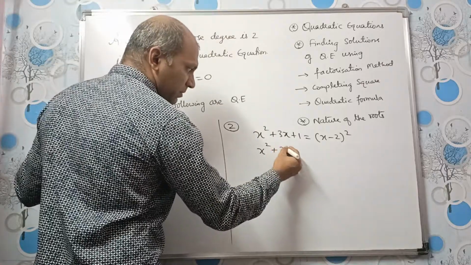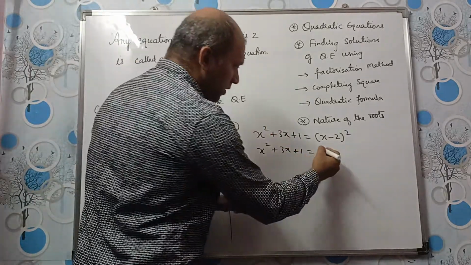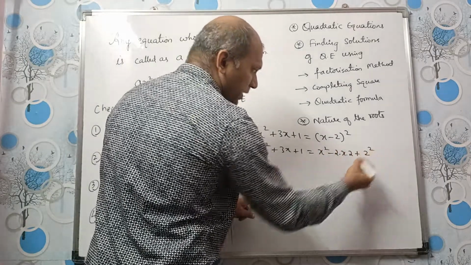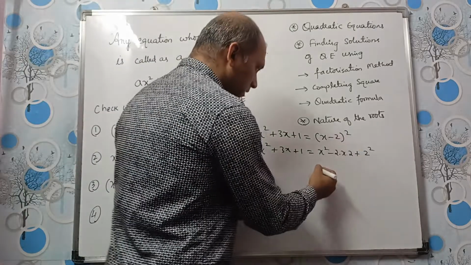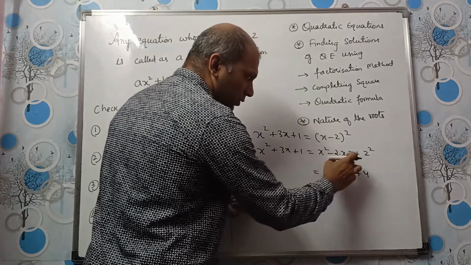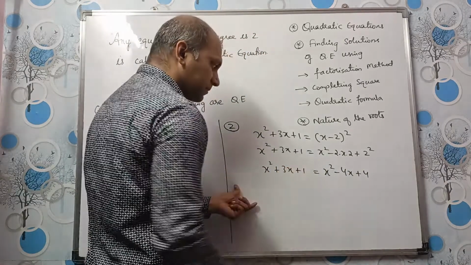So this is x square plus 3x plus 1. Expand using (a minus b) whole square. So this will be x square minus 2 into x into 2 plus 2 square. A square minus 2ab plus b square formula, right? So this is x square minus 4x plus 4. Okay, minus 4x. So here we have x square plus 3x plus 1.